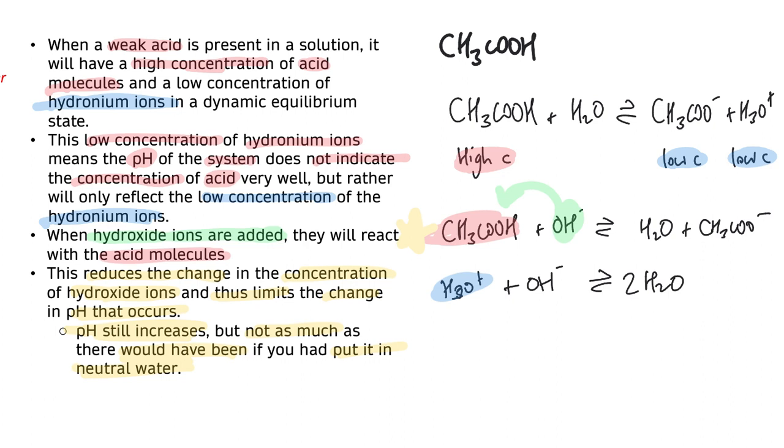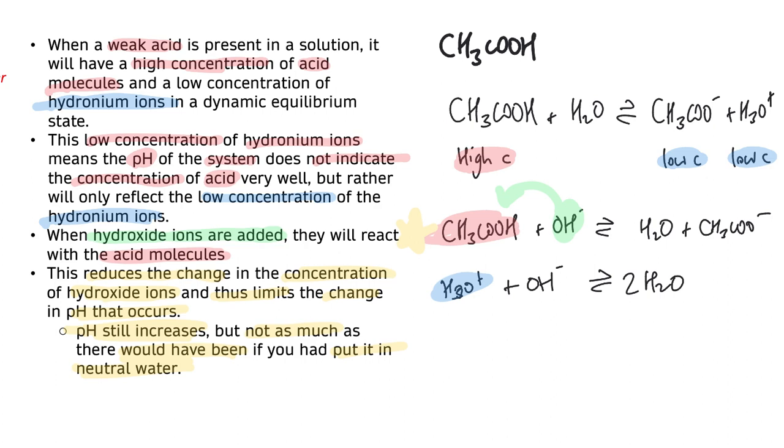So the idea is that you've got a weak acid, high concentrations of acid molecules, low concentrations of hydronium ions. When you add a base to it, it has an option to react with those two, and it's going to react generally with the acid molecules first because there are so many more of them. Therefore it reduces the change in concentration of OH minus, and therefore reduces the change in pH.